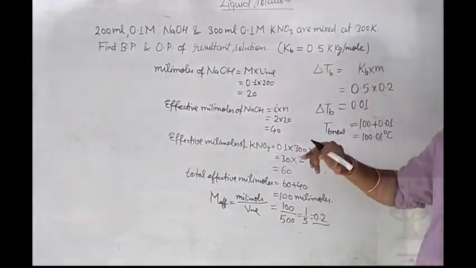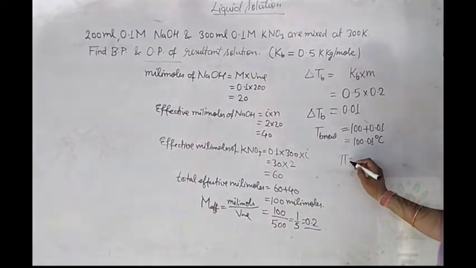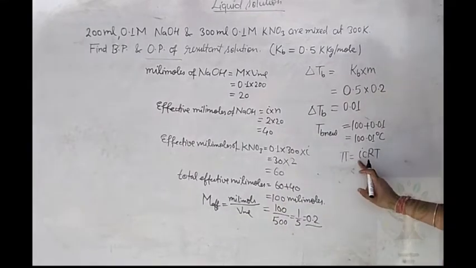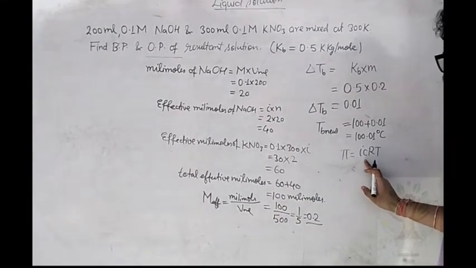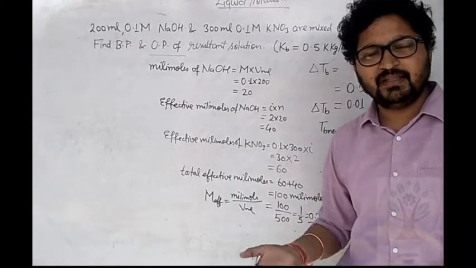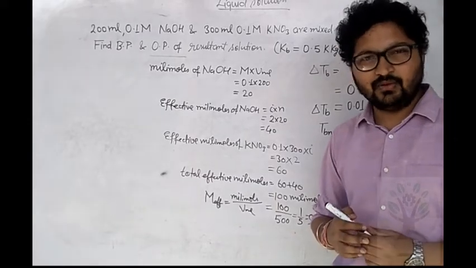Good. Now one more thing we have to find, it is osmotic pressure. So what is osmotic pressure? Osmotic pressure will be pi equals to iCRT. Now do I need to put the i here? No need for phi because i is already considered. So now put the value of CRT and tell me the answer in the comment section.